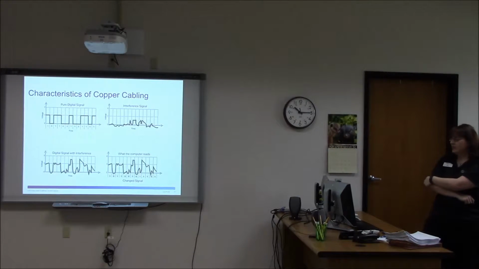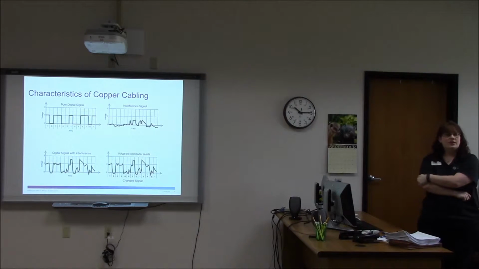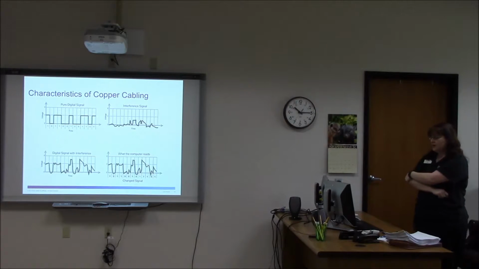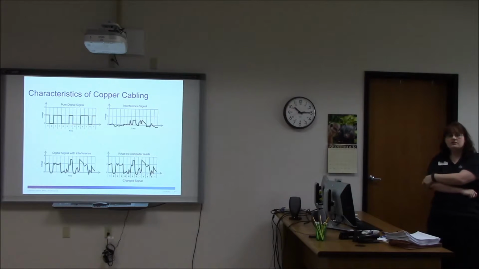So sources of electromagnetic interference would be like fluorescent lights. We have to use a different kind of cabling to run over fluorescent lights for that reason. And maybe an electric motor would give off some sort of interference. They're also susceptible to what we call crosstalk.